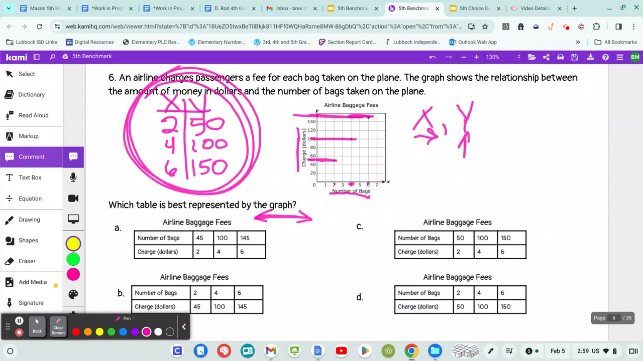we often get confused. On which one is our X and which one is our Y? Remember, the X always comes first. X always has to come first.